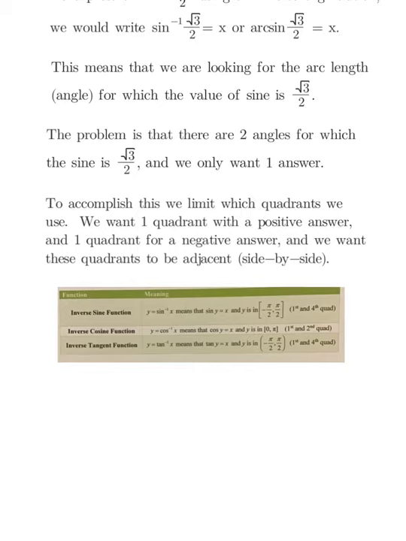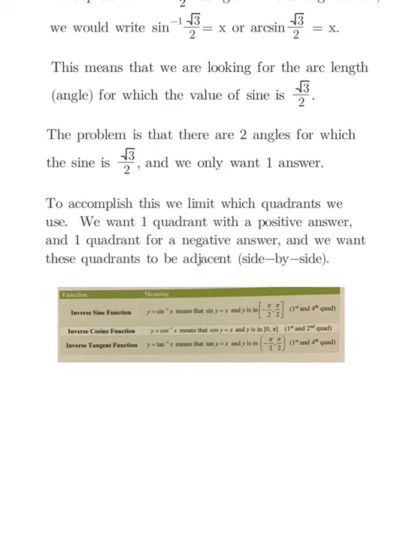If we have an inverse sine function, we use the first and the fourth quadrants. The first quadrant gives us our positive values of sine, and the fourth quadrant gives us our negative values of sine. For an inverse cosine function, we use the first and the second quadrants. The first gives us positive values for cosine, and the second quadrant gives us negative values for cosine. For tangent, we go back to the first quadrant and the fourth quadrant, the first for positives and the fourth for negatives.